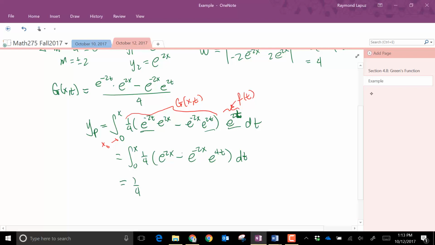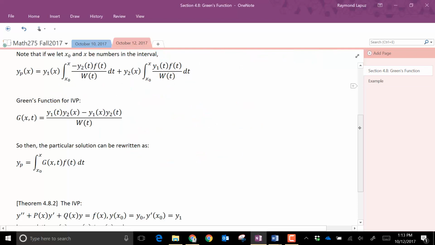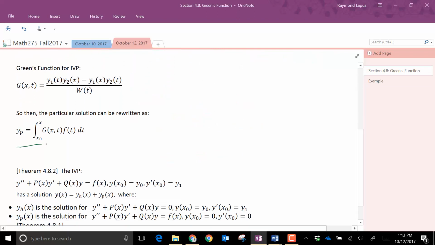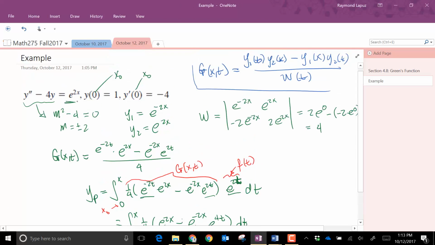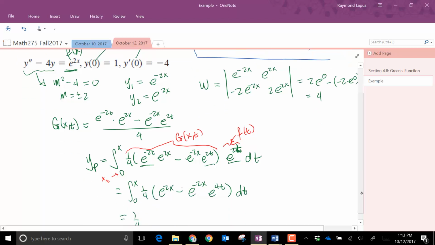f of t is part of, not Green's function, but when you're finding the particular solution, it's going to be Green's function times f of t. Oh, f of t comes from the original, the non-homogeneous part. This is f of x as a function of x, and we just change the variable to t.